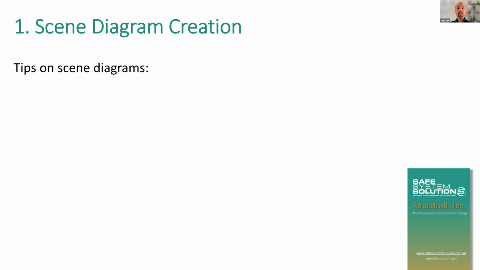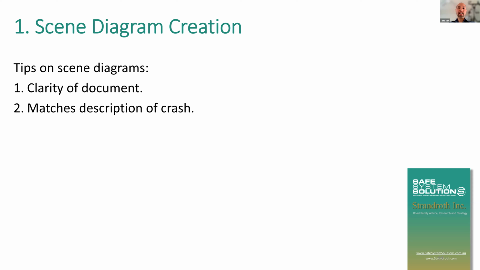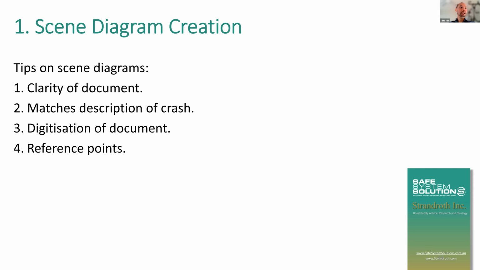Now, when you're creating a scene diagram, keep a couple of these points in mind. Firstly, clarity of document is really important, especially if you're going to reconstruct the crash. Check to make sure that your written description actually matches the diagram. There have been a few I've come across which don't match really well. If you're going to digitize your documents, for example scan photos, which hopefully we're not doing in this day and age, but it does happen, keep in mind the digital losses that may occur, and therefore you may lose some evidence as well.